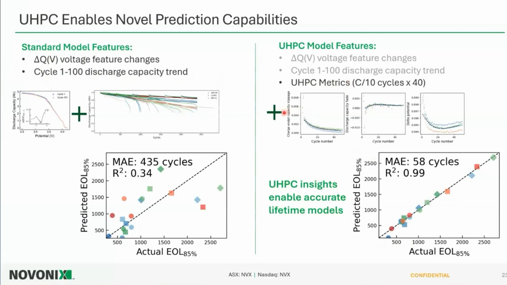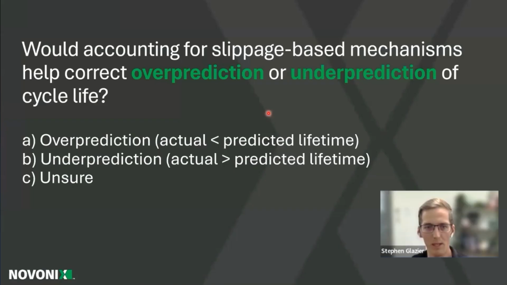So I'm going to ask a quick question here. Based on what I was talking about, charge endpoint capacity slippage, these kind of invisible mechanisms, so to speak, would accounting for slippage-based mechanisms help correct over-prediction or under-prediction of typical cycle life models? Over-prediction being that the actual cycle life is less than the predicted lifetime, and under-prediction meaning that the actual lifetime was greater than predicted.